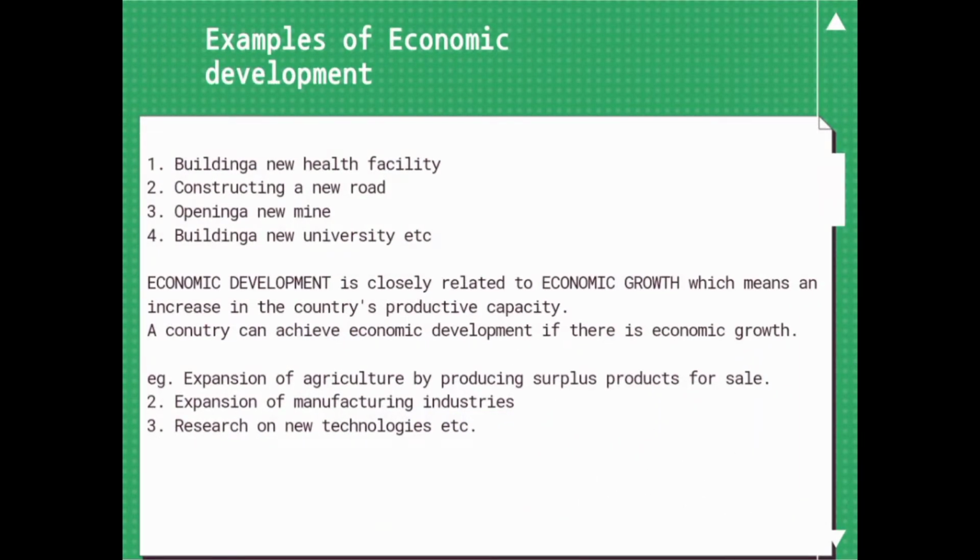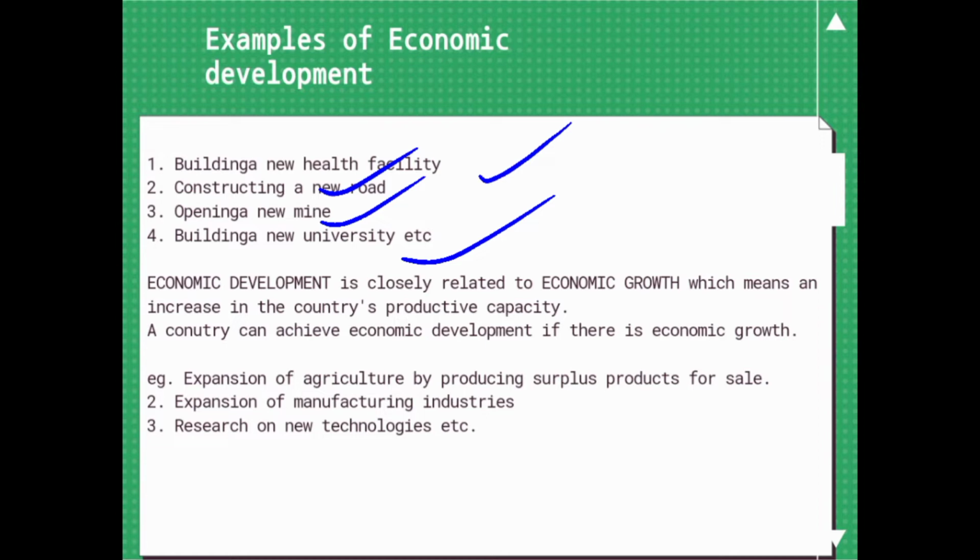These are some of the examples of economic development. Improvement in the provision of goods and services in order to satisfy human beings. Building a new health facility, that is called development, economic development specifically. Constructing a new road, opening a new mine, building a new university, etc. These are the things we can refer to as development.